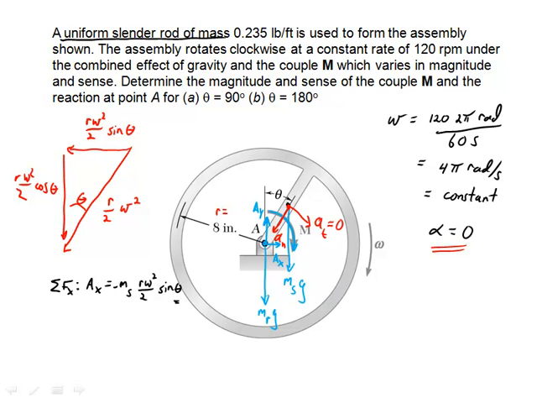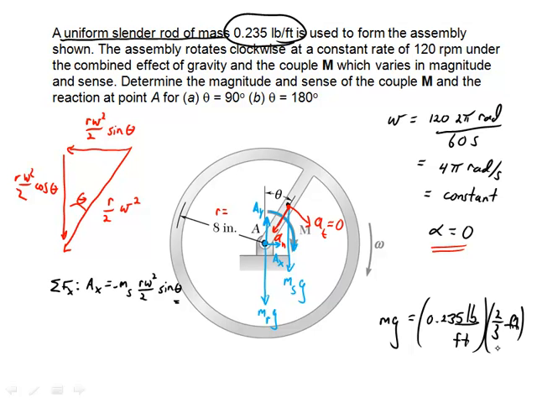Omega is constant, the radius of 8 inches is constant, and the mass of the spoke, which I can get from here, is constant. So the weight of the spoke will equal 0.235 pounds per foot, and then it's 8 inches long, so that's 2/3 of a foot. That will give me the weight of the spoke, and of course I divide that by gravity to get the mass.